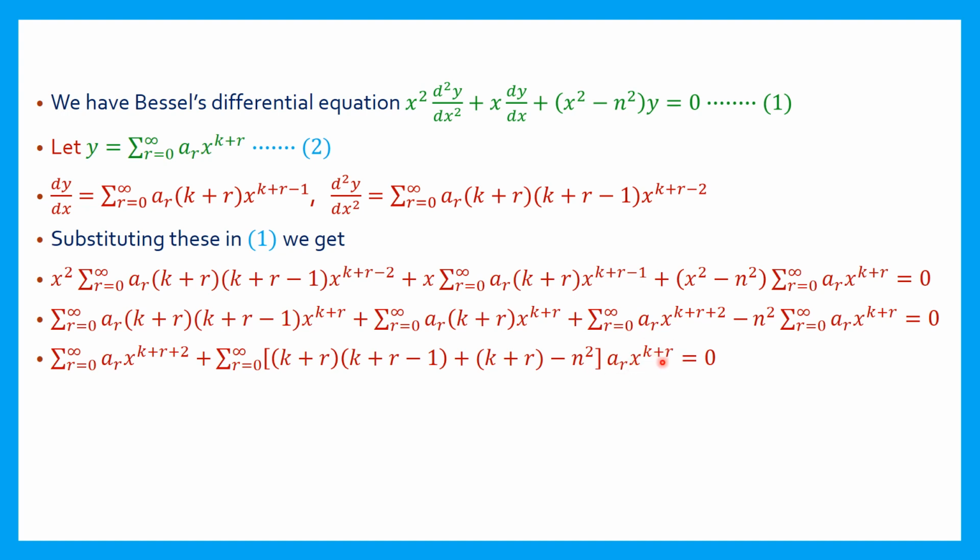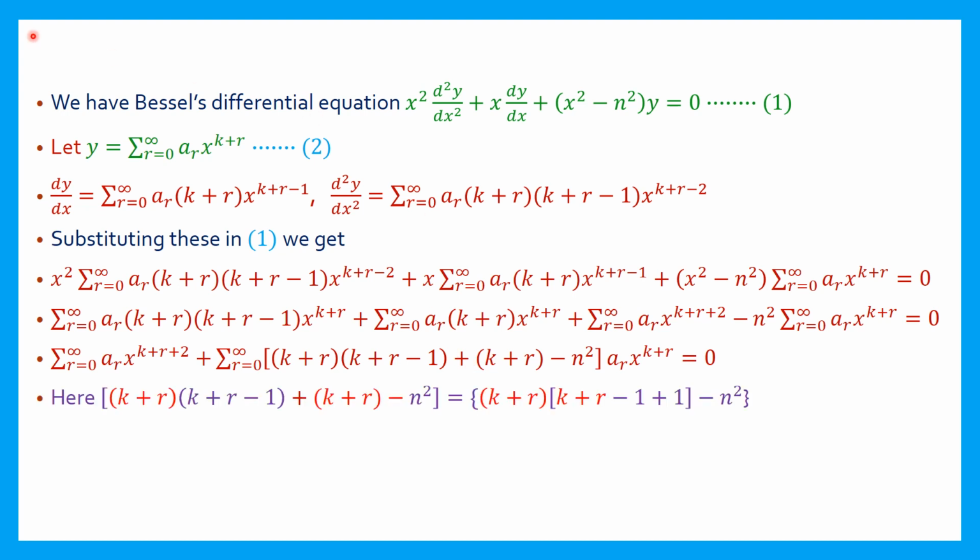Now let us simplify this bracket, that is k plus r into k plus r minus 1 plus k plus r minus n square. If you look at it properly, in k plus r into k plus r minus 1 plus k plus r, left of the plus sign we have k plus r, and right of the plus sign we have k plus r. We can take it outside and simplify that. Let me show in the next step.